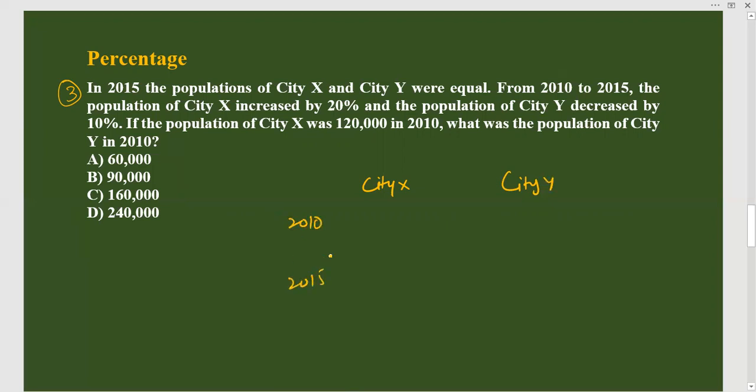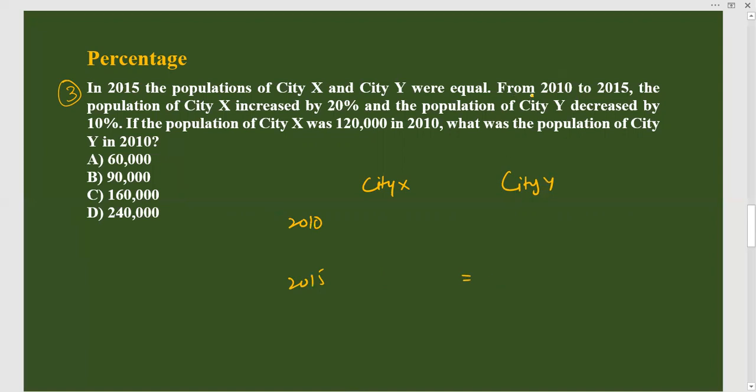We can write this. This information is given, right? So they are saying that in 2015, the population of city X and city Y will be equal. So we would say that whatever the population of city X is in 2015, and whatever the population of city Y is in 2015, the population will be equal.